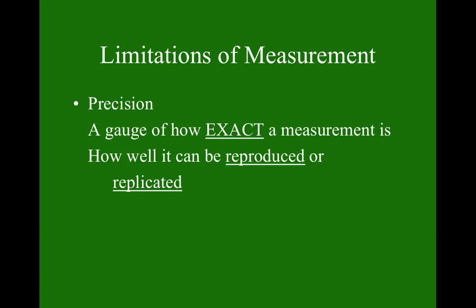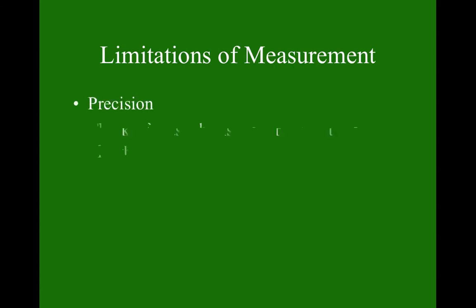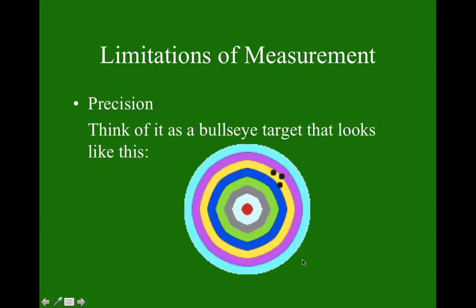Kind of for my visual learners out there, you can think of it as a bullseye target that looks something like this. You can see here that these 3 bullseye shots, while they're not very close to the standard, what we want at the bullseye, they are very close to each other. So whatever was used to fire these 3 shots is very precise.